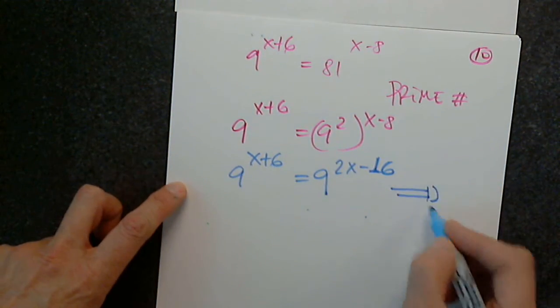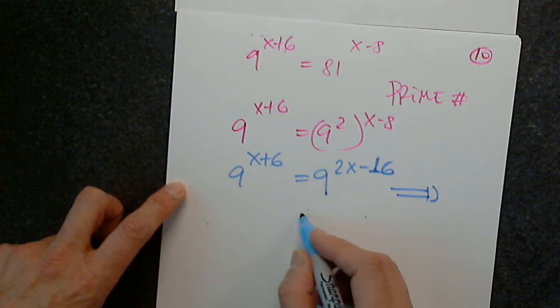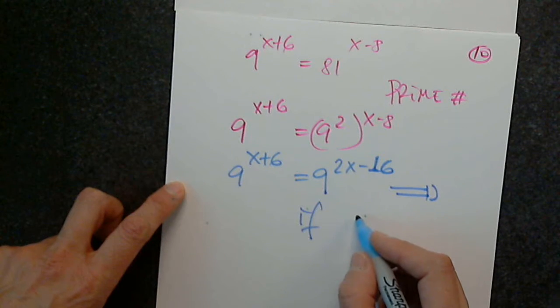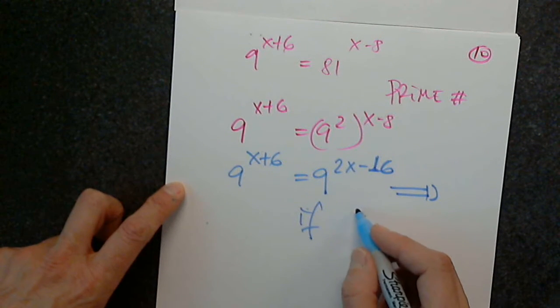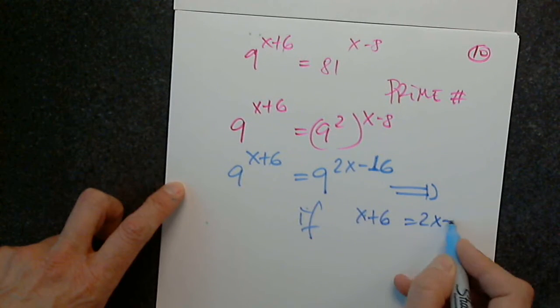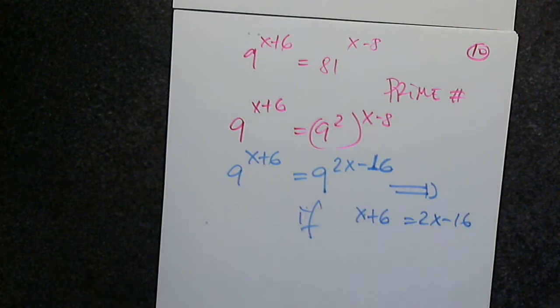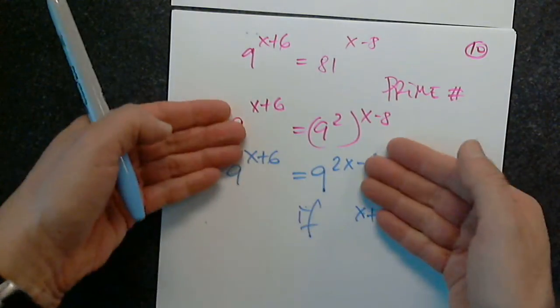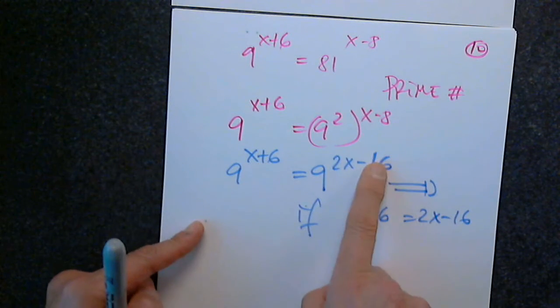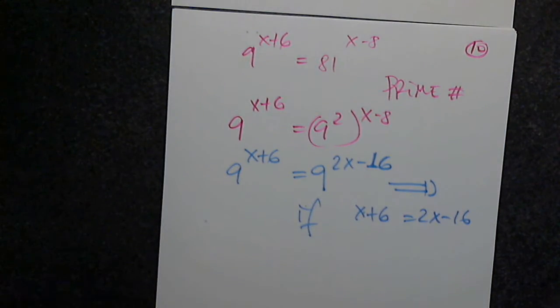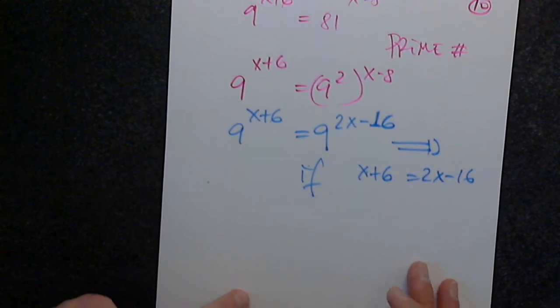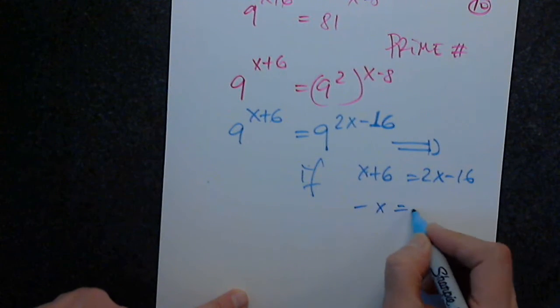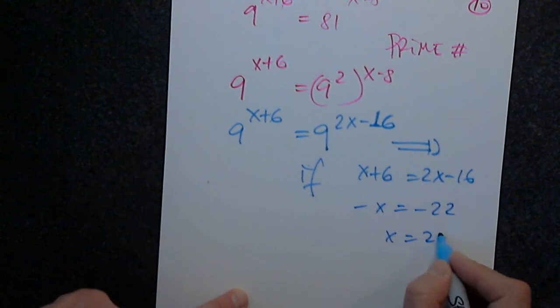From here, this will happen only if x plus 6 equals 2x minus 16. They already have the same base. So two numbers are equal and they have the same base. This will happen only if x plus 6 equals 2x minus 16. No other way. So this is negative x and this is negative 22. x equals 22.